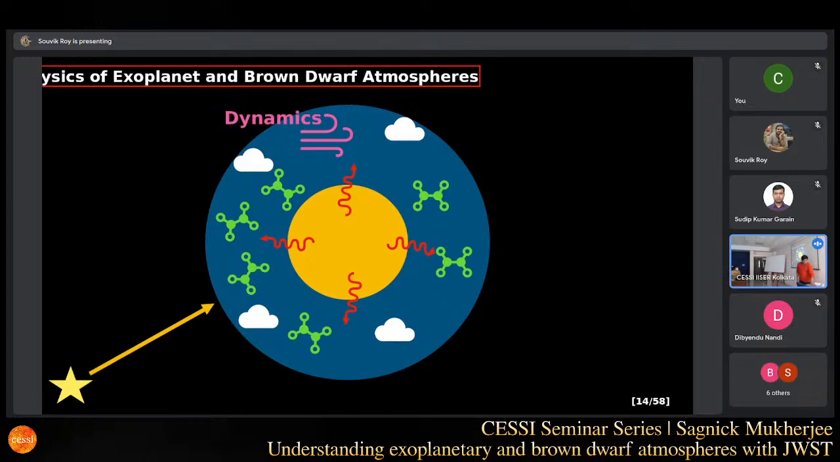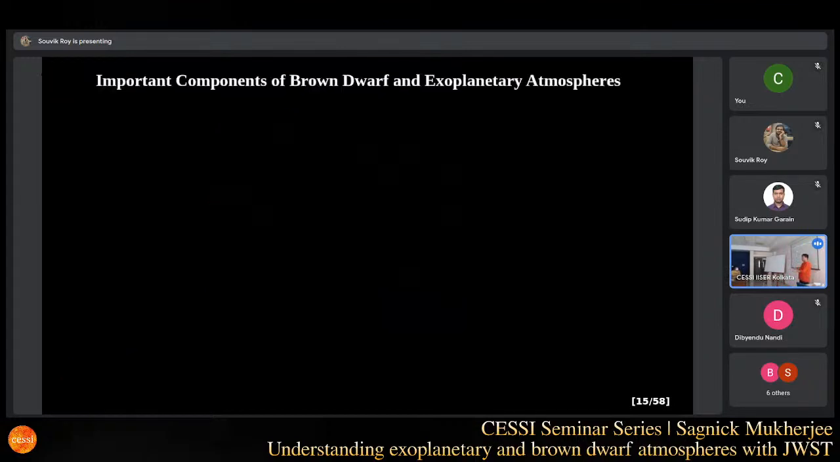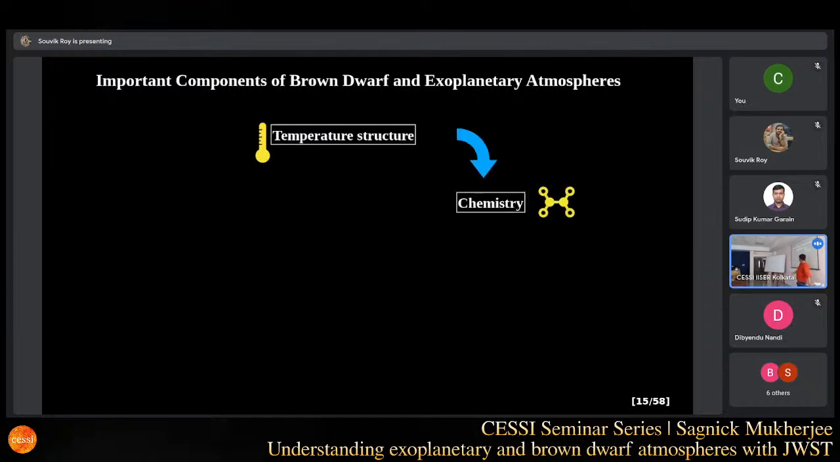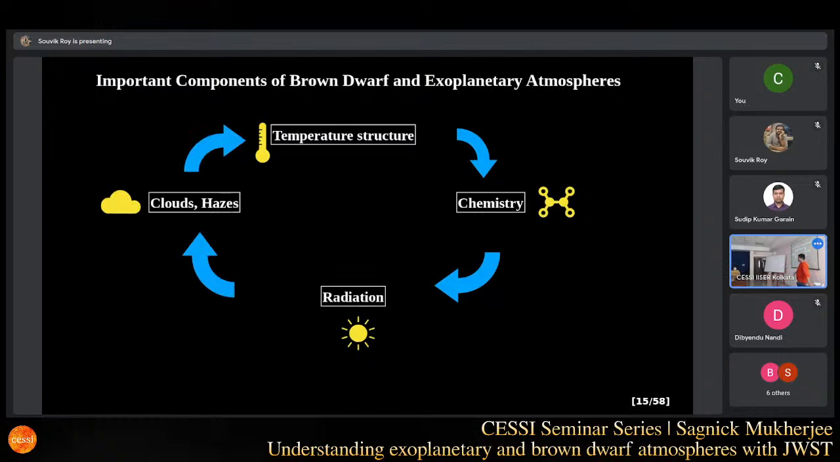So let's break that down into some physical components which are easier to understand. The first component is the temperature structure of your atmosphere. The next component is its chemistry. What's the chemical composition? The next is its radiation. How does radiation travel through the atmosphere? Clouds, and then dynamics. So you can think of the atmosphere as composed of all these distinct components.